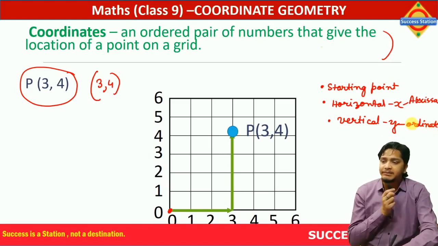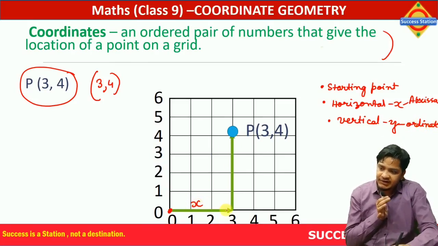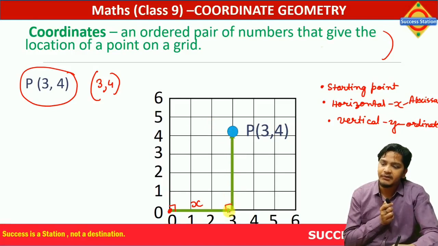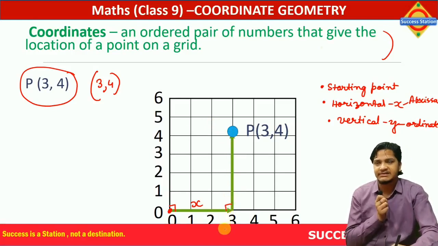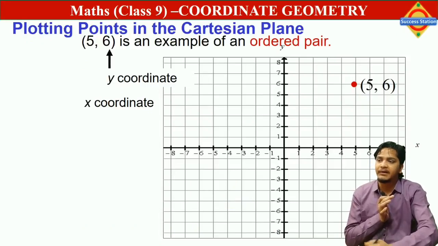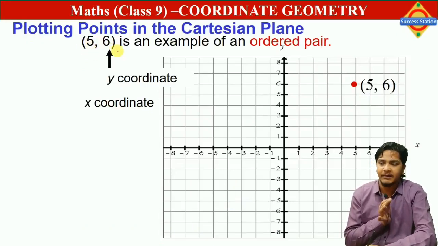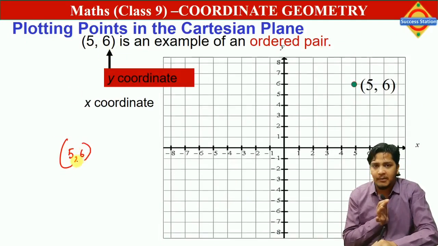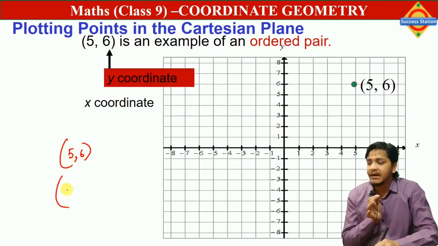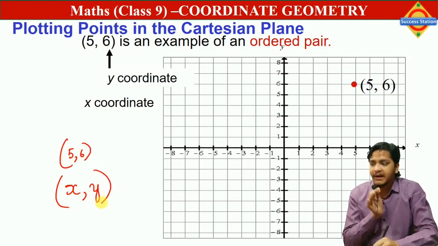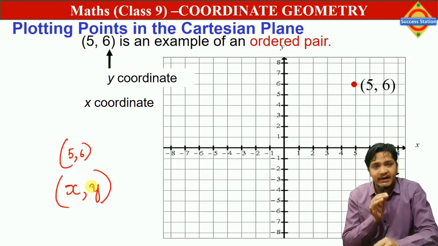Abscissa is the perpendicular distance of the point from the y-axis, and ordinate is the perpendicular distance of the point from the x-axis. Clear? Here 5, 6 in brackets is an ordered pair. There is a definite way I told you: put a bracket, write first x, then put a comma, write y, and close the bracket. This will fulfill the address.